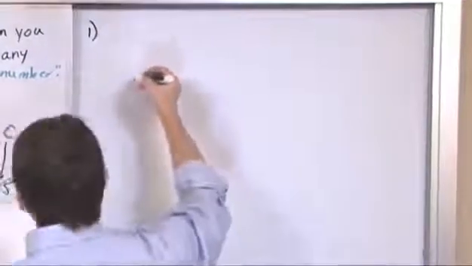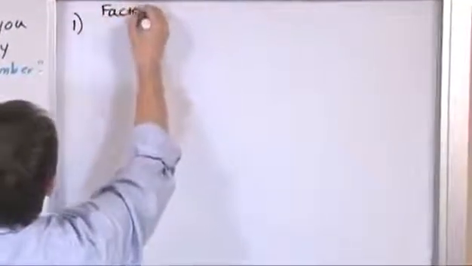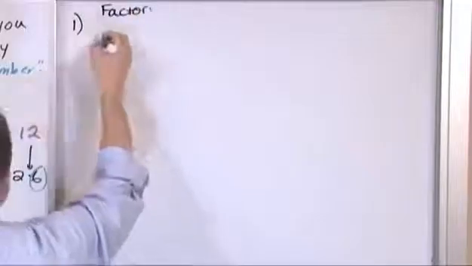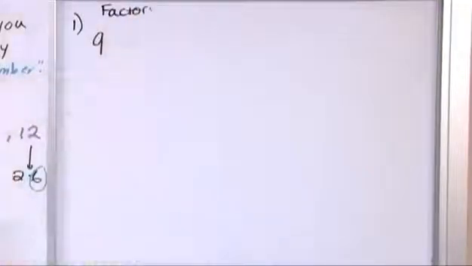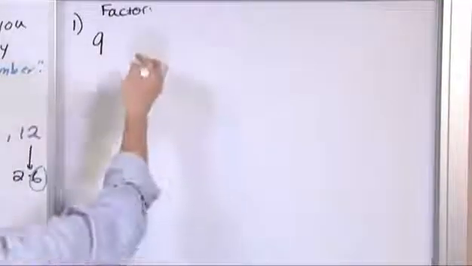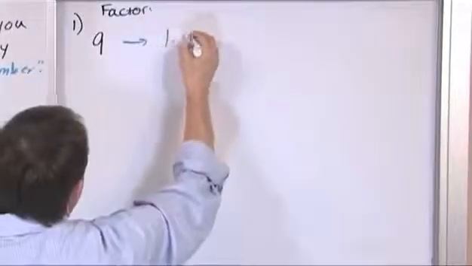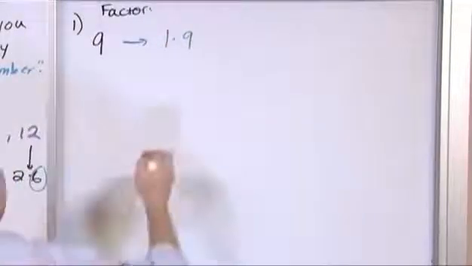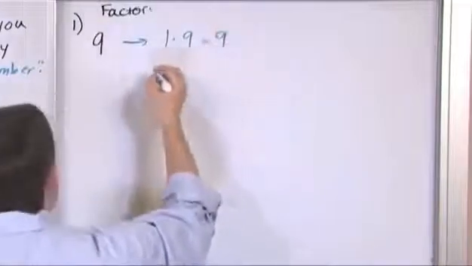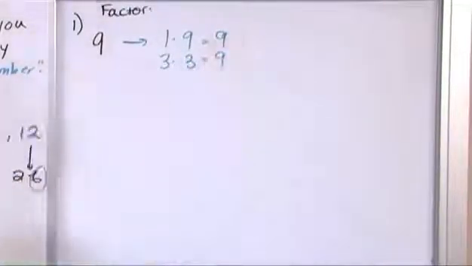Let's go ahead and find the factors. So I'm going to write the word factor. The factors of the number 9. How do you find the factors of the number 9? Well, there's a lot of different ways to do it, but in the beginning here, probably the easiest way is just to figure out what numbers can be multiplied together to give you a 9. Well, right off the bat, you've got 1 times 9 is equal to 9. And you've also got 3 times 3 is equal to 9. I don't believe there's any other numbers you can multiply together to give you a 9.